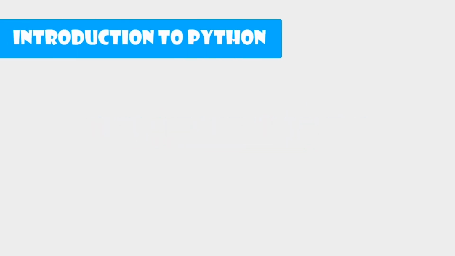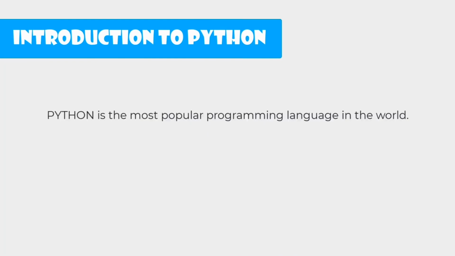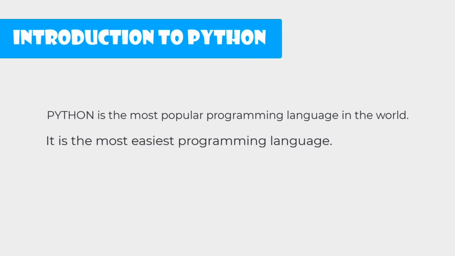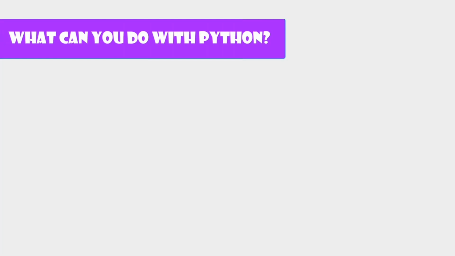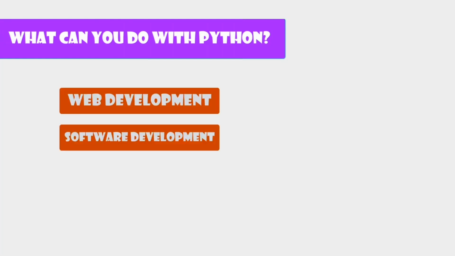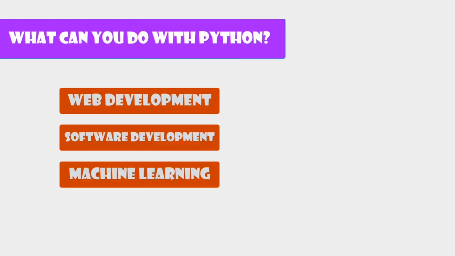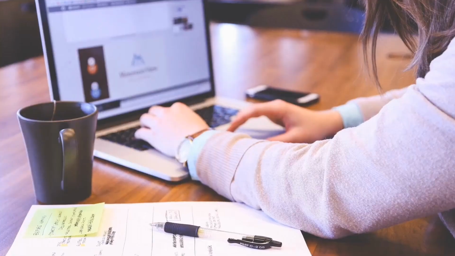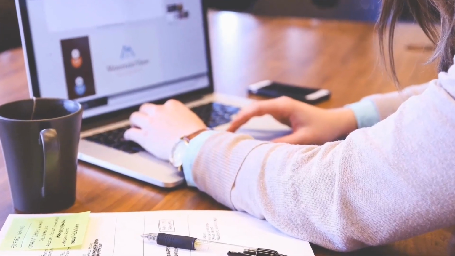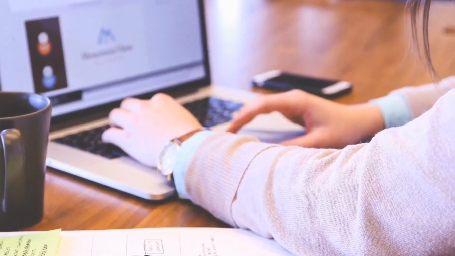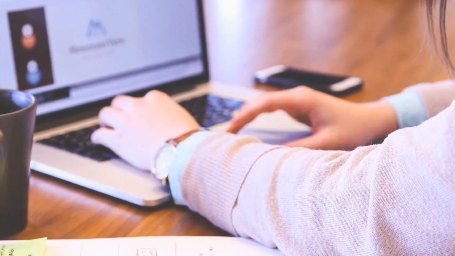First of all, let's see the introduction of Python. So Python is the most popular programming language in the world. It is also the easiest programming language to learn, and the salary of a Python developer is much higher than any other language developer. With Python you can do pretty much anything, from web development and software development to machine learning, data science and AI. And if you have not written any code in your life, then this is the best time for you to start your programming journey with Python.